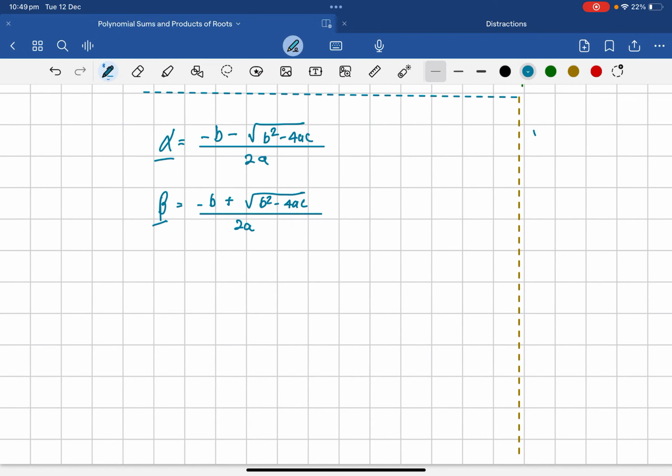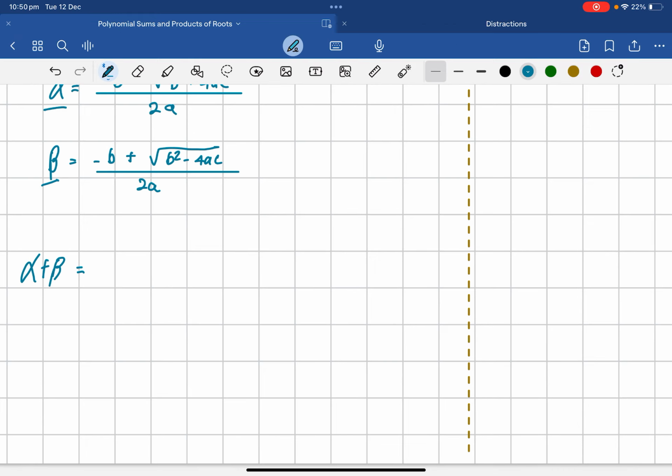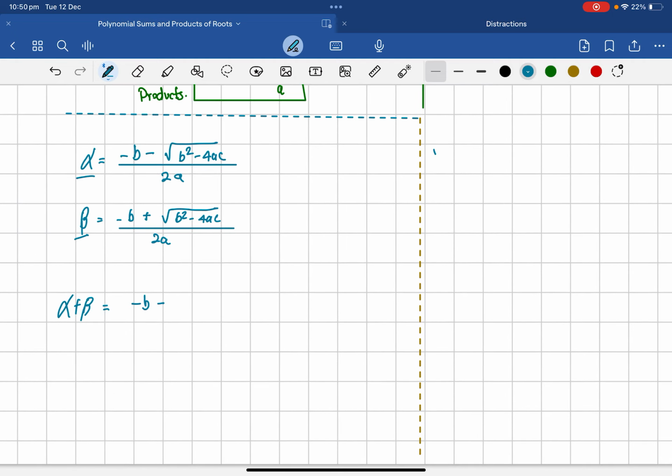So if you were to add alpha plus beta, you're essentially adding both these up. So you're adding minus b plus root b squared minus 4ac over 2a to this. So try doing this, right? Minus b minus root b squared minus 4ac plus minus b plus root b squared minus 4ac, all over 2a.